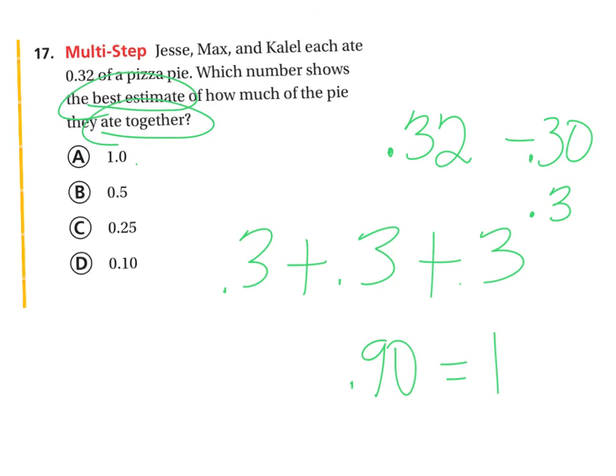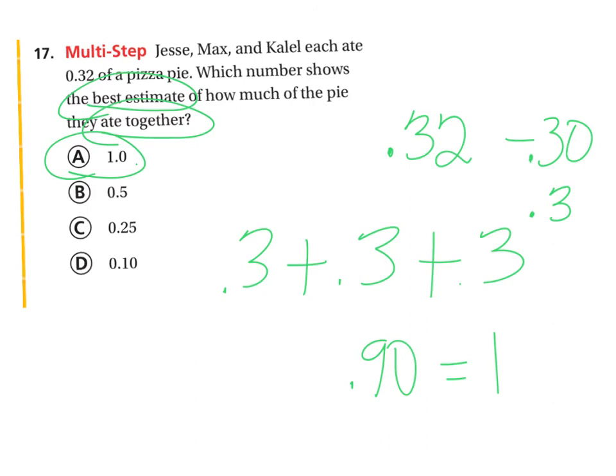Go back to money. This has nothing to do with money. This is talking about parts of a pizza pie that they ate. But if I could estimate this and put it together, and I'm ending with 90 hundredths as my estimation answer, then I could think, well, 90 hundredths is kind of like 90 cents, and 90 cents is really close to that dollar. So I feel like the best answer choice is going to be A, because if they're all eating that amount, the other ones just don't make any sense, honestly.